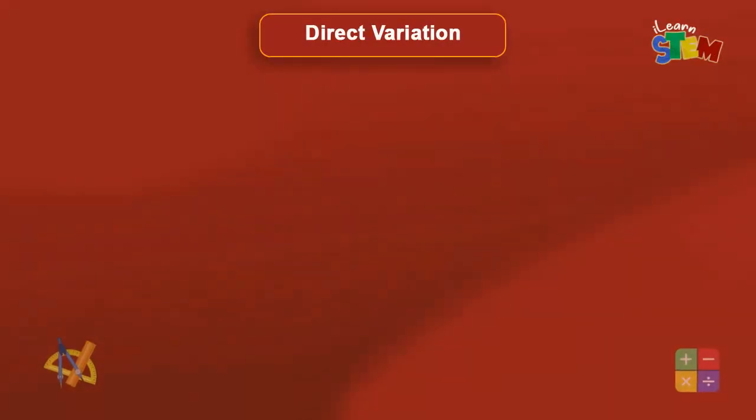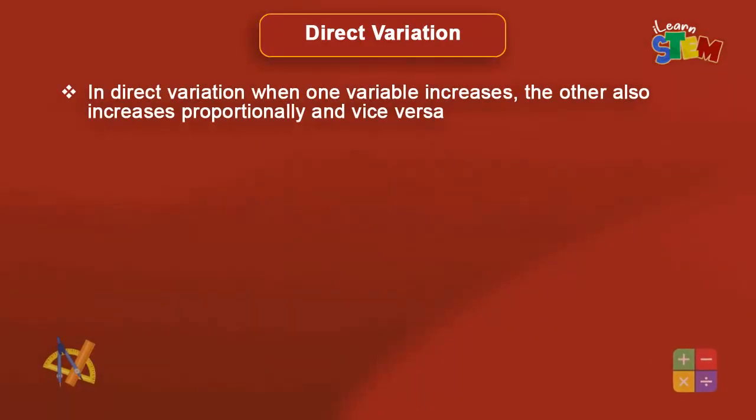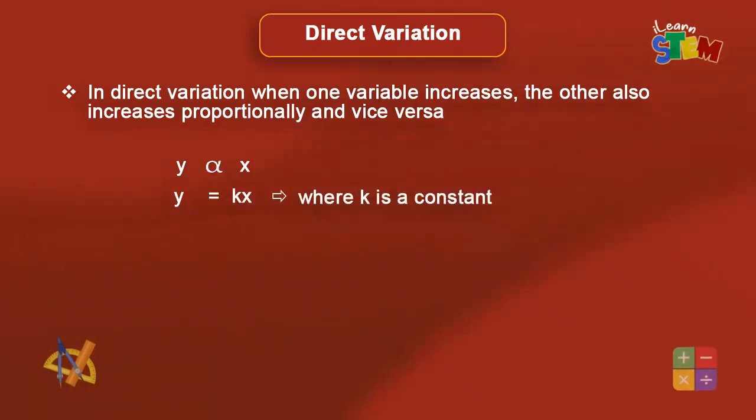Direct variation. In direct variation, when one variable increases, the other also increases proportionally. The general formula for a direct variation equation is written as y varies directly as x. This simply means y is equal to kx, where k is a constant.